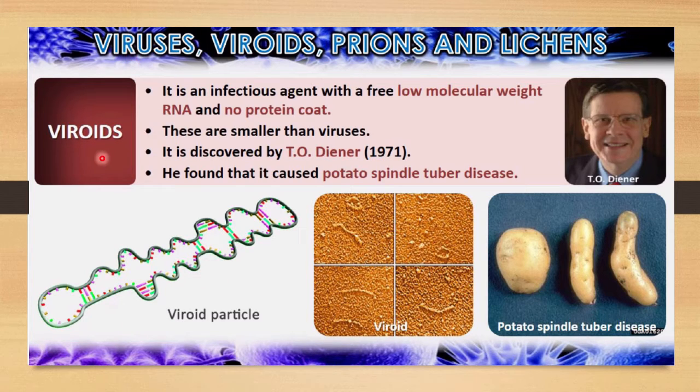So what are the differences between viroids and viruses? Viroids have only an RNA fragment, and it is not surrounded by a protein cover, or we can say it is naked RNA content. Here you can see the photograph. This is the electron microscopy of a viroid. Here you can see potato spindle tuber disease, which is caused by the viroids.